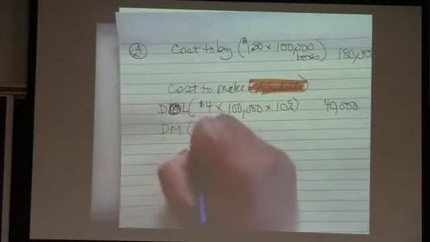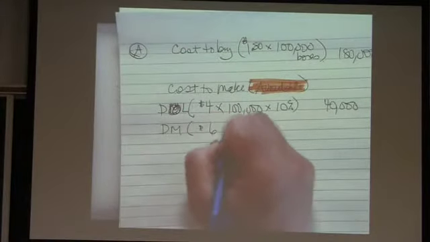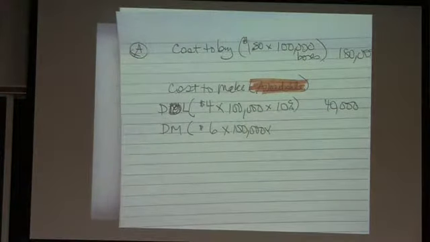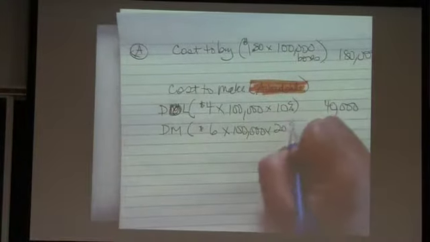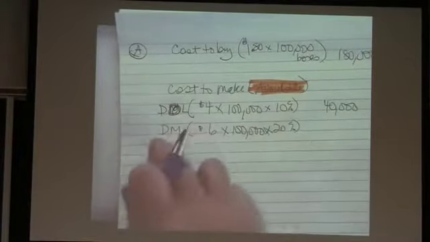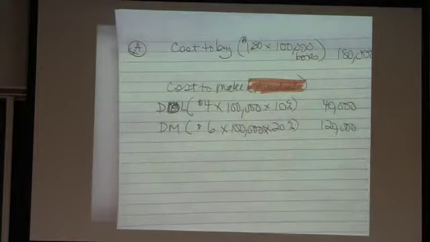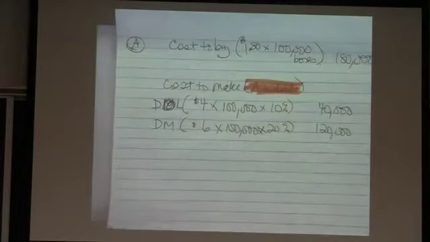Direct material is $6 times 100,000 units. Now, we're told direct material will go down by 20%. So this is how much we're going to save on material if we buy those tubes.